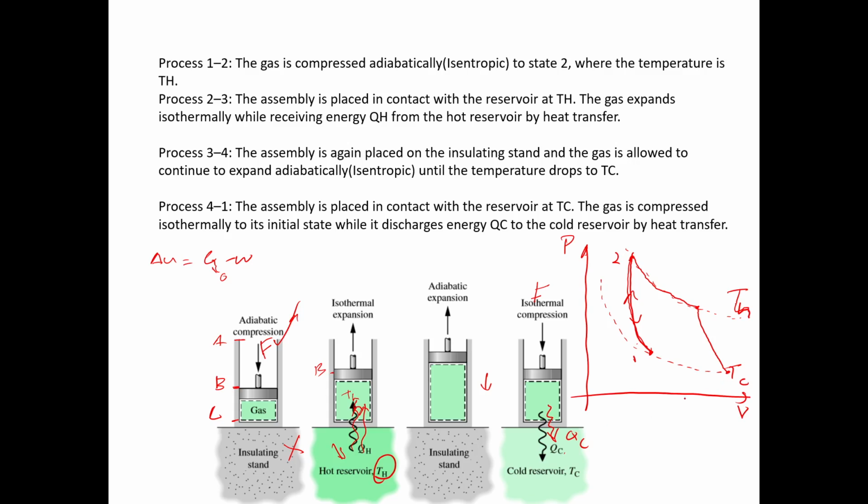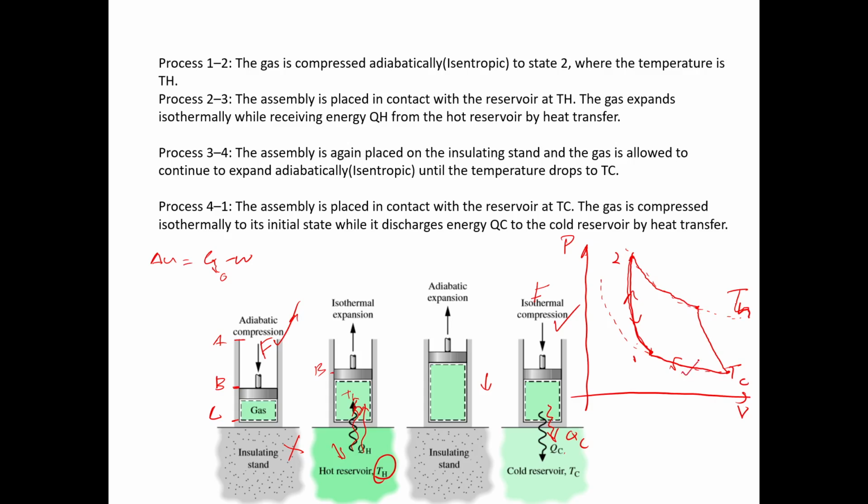That means your heat will be transferred to the cold reservoir, right? So you are compressing it, volume reduced, but the temperature is the same. The temperature is kept at TC, therefore this will go like this. Therefore we can say this one is isothermal compression, right? So there are 4 processes. You have adiabatic compression 1 to 2, then isothermal expansion, then adiabatic expansion, then isothermal compression.